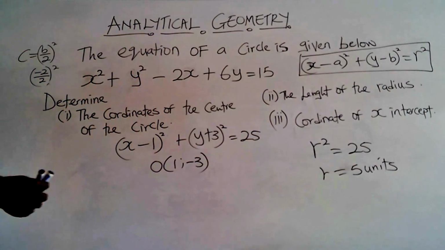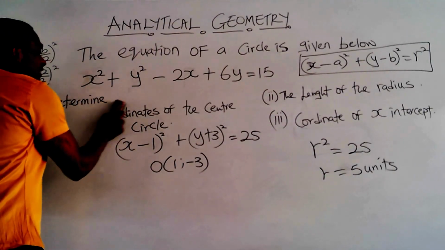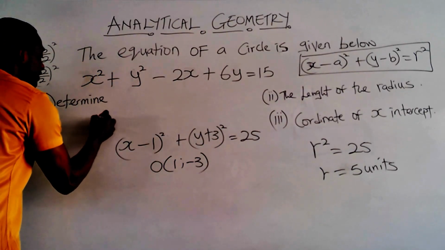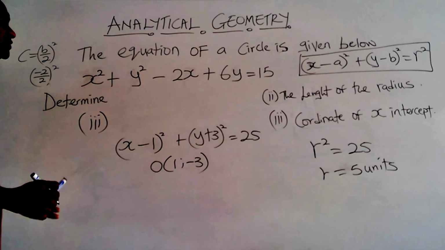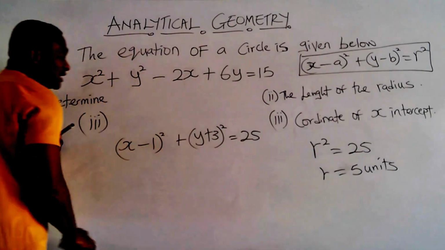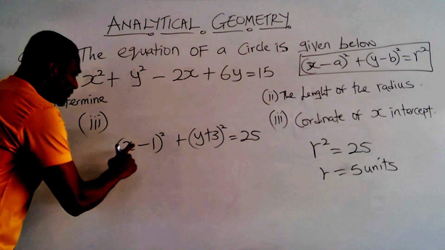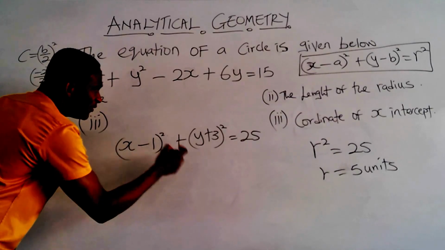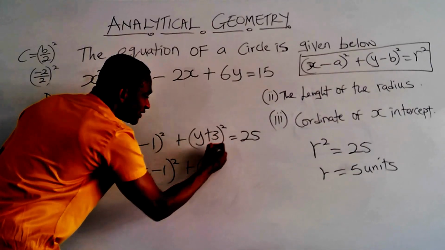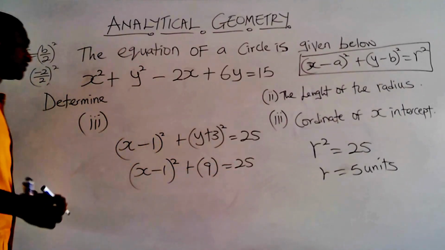And then they want the coordinate of the x-intercept. Now the coordinate of the x-intercept in this case is, remember, for x-intercept for any given function, make y 0. Just make y 0. So this is the equation of our circle, make y 0 and solve for x-intercept. Now, if we make y 0, I will have x minus 1 all squared plus 0 plus 3 all squared, which will give me 9, equals 25.